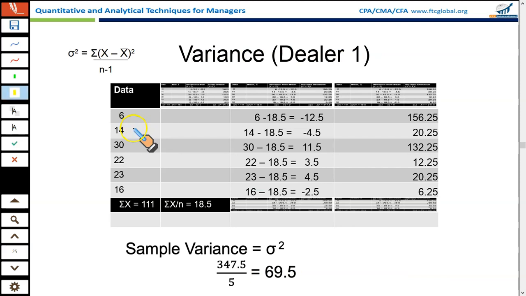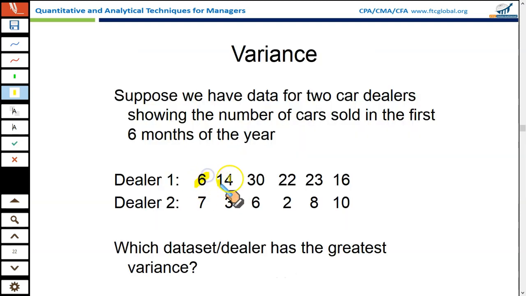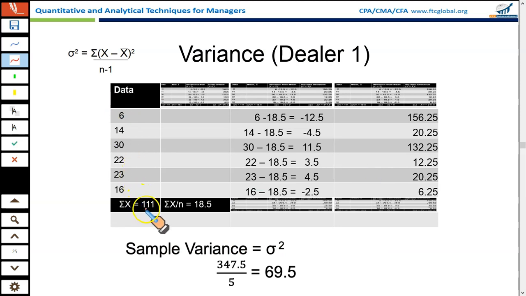So this is it for dealer 1: 6, 14, 30, 22, 23 and 16, the numbers of cars sold in 6 months. So the sum of the cars sold is 111 and the number of months is 6. So you take 111 upon 6. This gives you the average, the mean, and it is 18.5 right here. Right, so this is X.